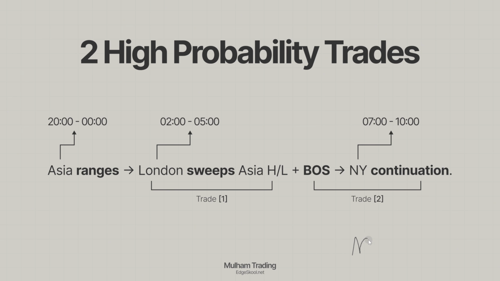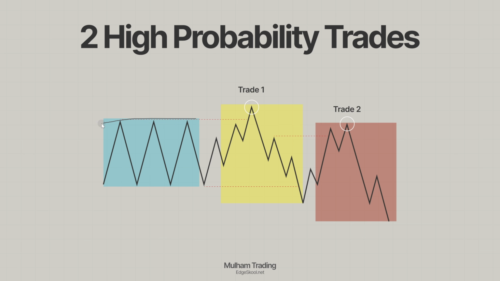Now, the second setup here is going to be something like this. We have Asia ranging, London taking the high, breaking structure on the other side, New York comes here within the same direction, and we sell here. So that's how it should look. We have Asia here, and we already talked about the timing.